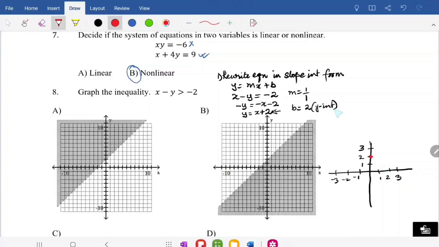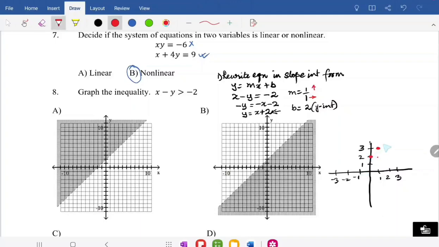And then we use the slope information to get another point. So 1/1 means 1 unit to the right and 1 unit up. So from this point (0, 2), I'm going to go 1 unit to the right and 1 unit up. These 2 points are pretty much what we need to draw the line, by connecting them and extending it on both sides.